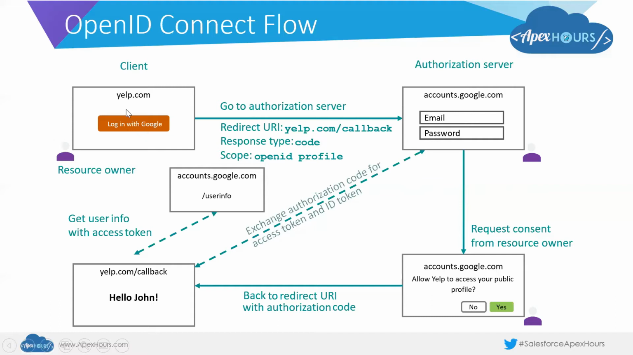So first, whenever you click on the button, log in with Google or any other provider, it first goes to the authorization server. The user gives their credential. Once they give their credential, they get a consent screen. Once they provide consent, once they say yes, it comes back with the authorization code, and it provides you that page. Internally, using this authorization code, Salesforce in our case again makes a call to that particular resource, and it gets an access token and ID token in response.